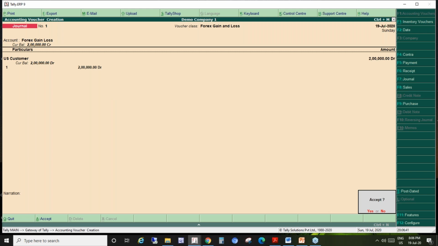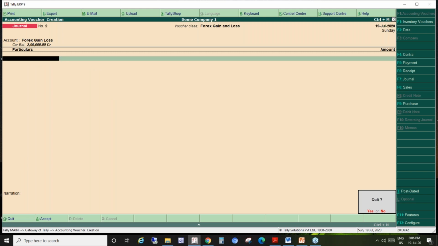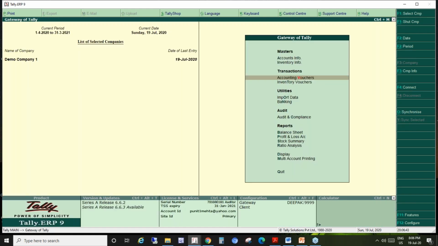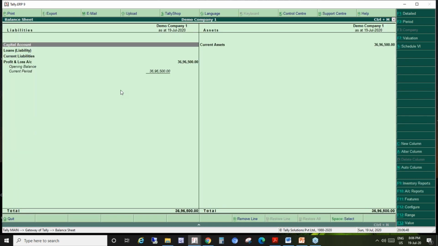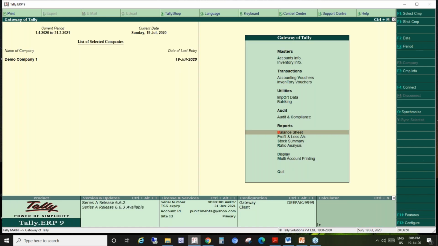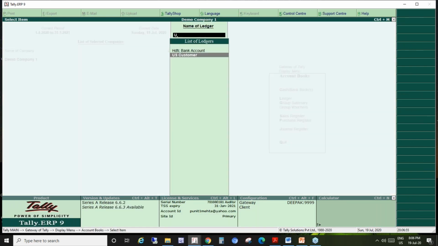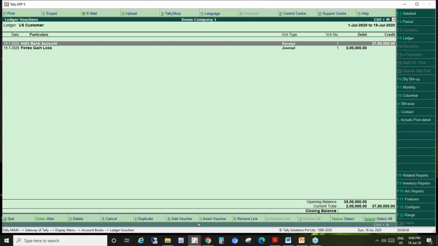Yes. Now, by doing this, let us see whether my balance sheet has automatically adjusted. Yes, it has. And whether the same is reflected in the ledger also: display account books, US dollar. Yes, the US dollar customer is also showing properly.